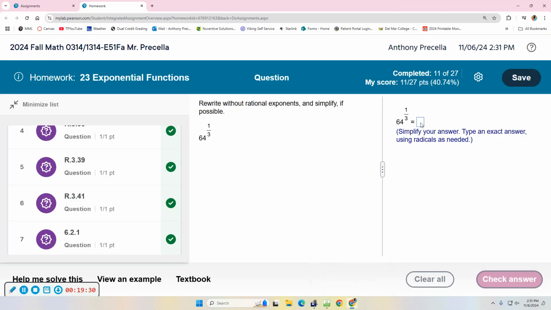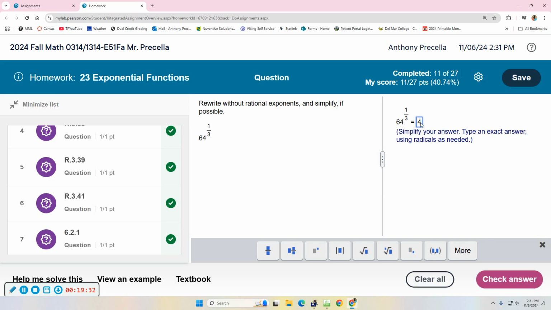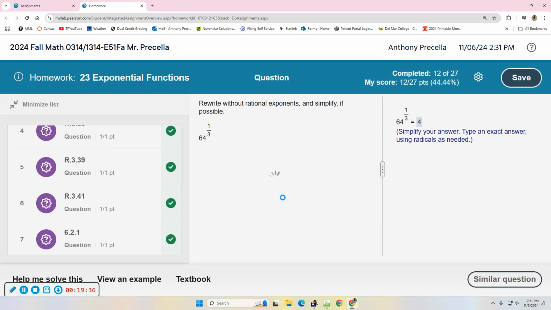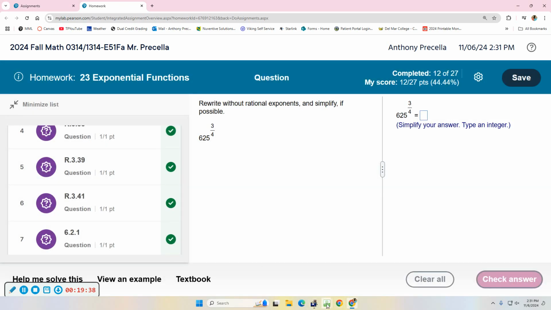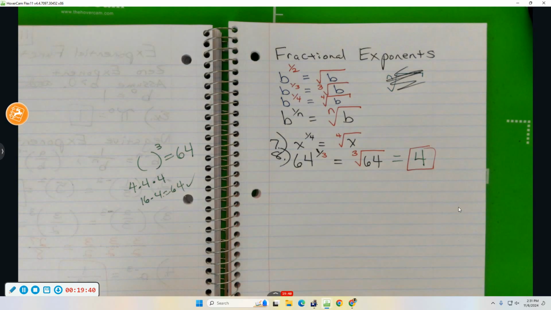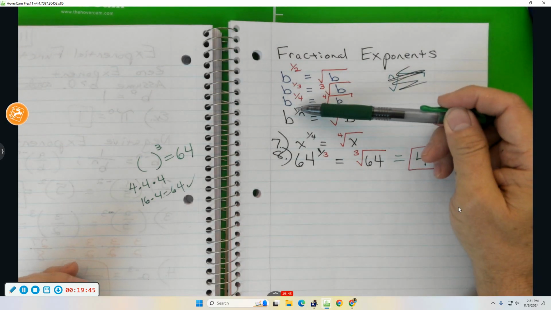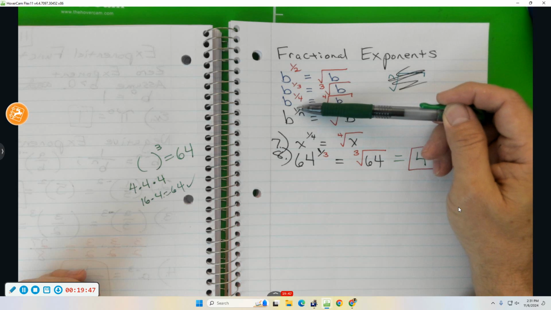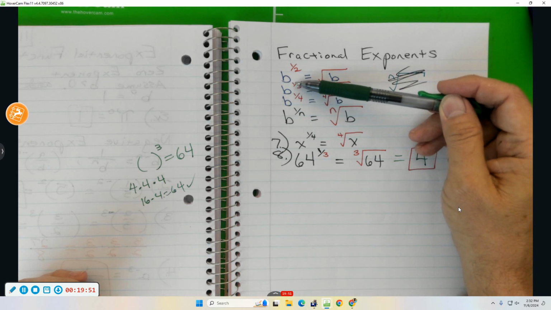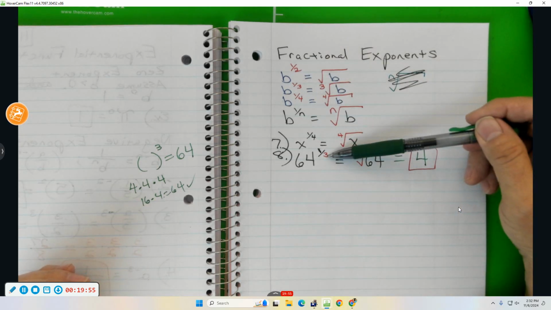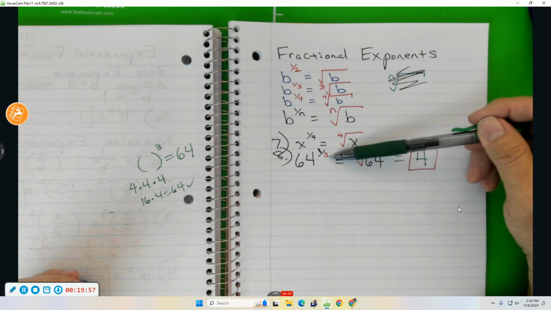Let me write that, or punch that in. Okay, now I need to switch over to my paper. I need to write something else. These properties that I've listed here all assume that the numerator of that fractional exponent is a 1. Suppose the numerator is not a 1. Suppose instead of a 1 over 3 here, we'd had a 2 over 3.